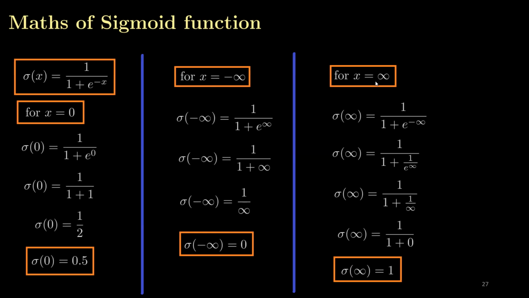Similarly, if we pass a large positive number to the sigmoid function, if we put x equal to plus infinity here, we will get minus infinity. Then exponent raised to power minus infinity becomes 1 over exponent infinity. Anything raised to power infinity is infinity, and 1 over infinity is equal to 0. So it will become 1 over 1, which is equal to 1. So we can see that the minimum value of the sigmoid function is 0. The maximum value of the sigmoid function is 1. And if we pass 0 to the sigmoid function, we will get 0.5.